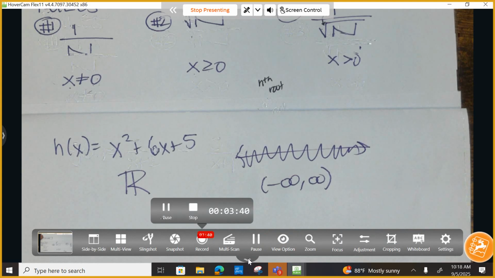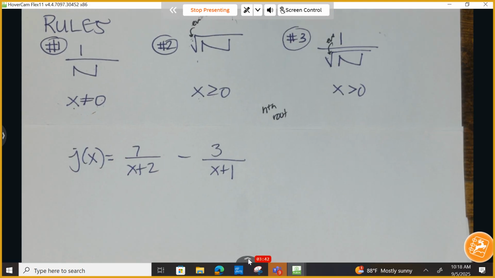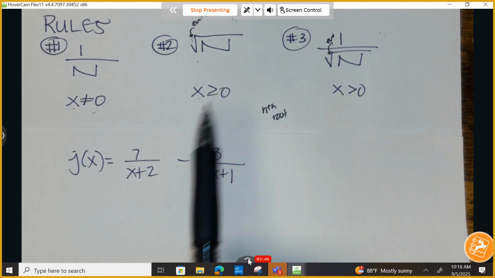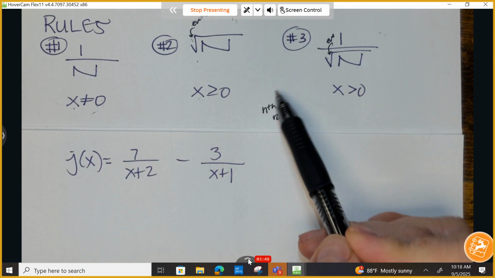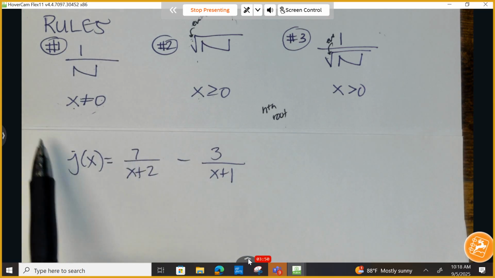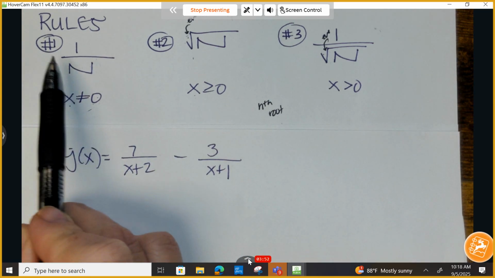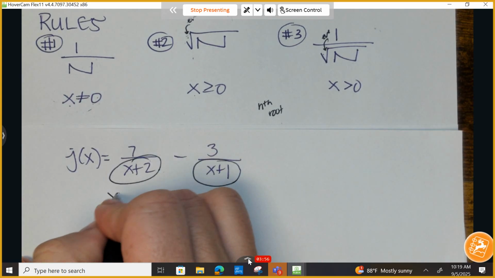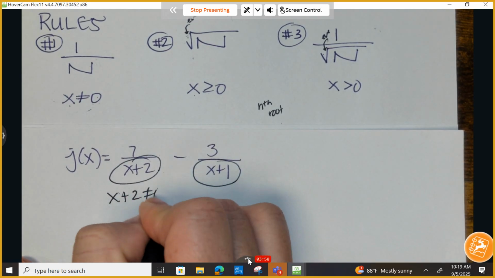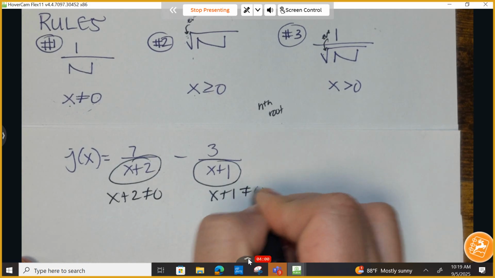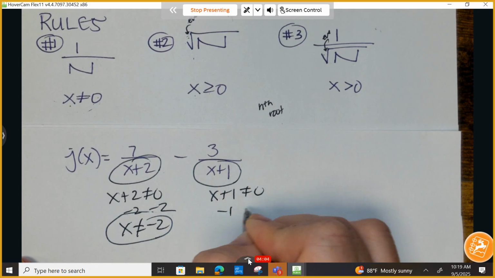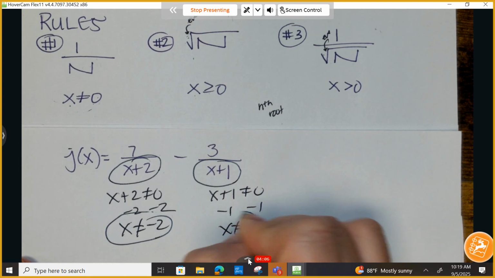In example number 4, the first thing we're going to do is ask ourselves what rule or rules do we apply. We do not see any radicals, so I can eliminate the chance of applying 2 or 3. I'm looking at 1. I do see a variable in the denominator, so I need to apply Rule 1, which means these 2 quantities cannot equal 0. So algebraically, we must show that. Subtract 2, x cannot equal -2, and subtracting 1, x cannot equal -1.